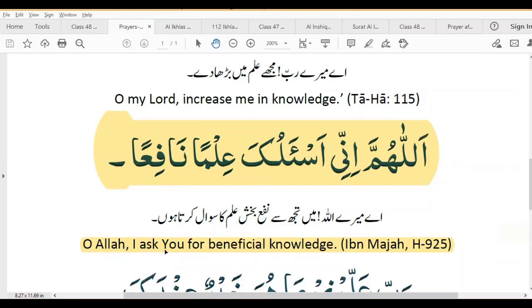Allah, I ask you for your beneficial knowledge. Well done. And it's from Ibn Majah, hadith number 925. Excellent. Well done. Jazakumullah. G2168.